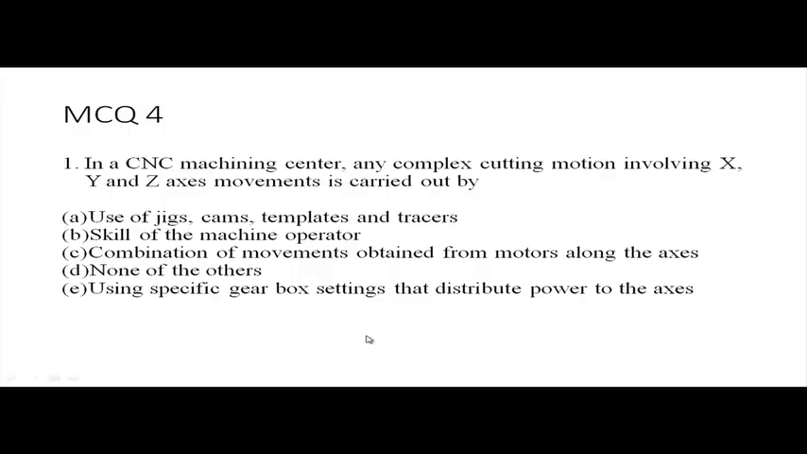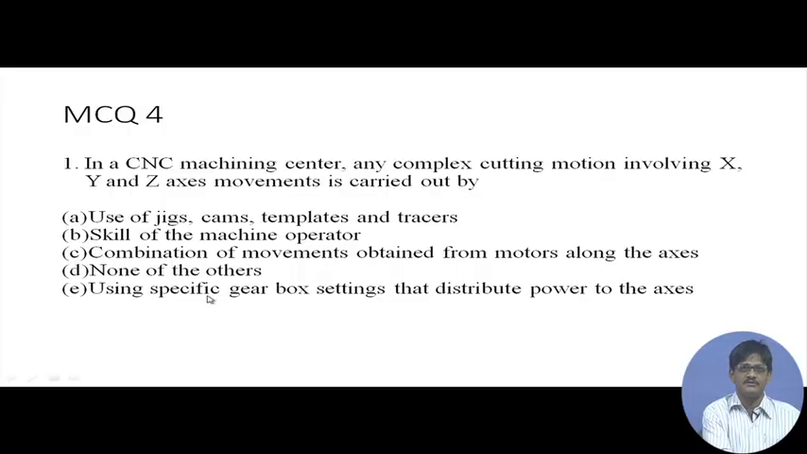If you want to go for something in between, or if you want to change that gear setting during a cut, you do not have those options through option E. So, that is definitely not the case with CNC machines. So, this is also not correct. Therefore, only C seems to fit the bill. So, combination of movements obtained from motors along the axis. The motors rotate, produce a particular ratio of speeds along the axes, and that defines the motion which takes place ultimately in space.